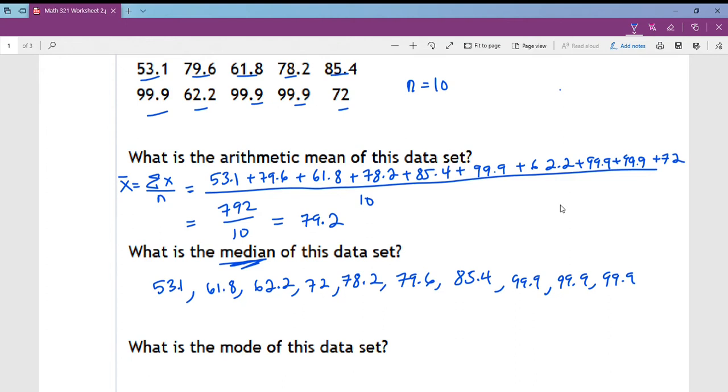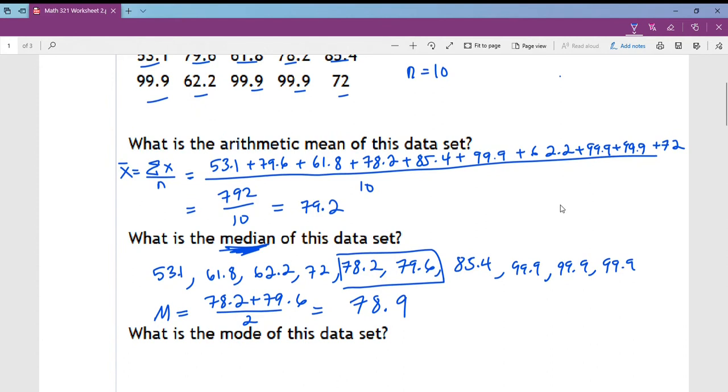Now we can find the number that's right in the middle. And if you look very carefully, there's two numbers in the middle. 78.2 and 79.6. To find the median, we're going to have to take the average since there's two in the middle. So we'll add 78.2 plus 79.6 and then divide that by 2 to find our median. And so the median is 78.9.